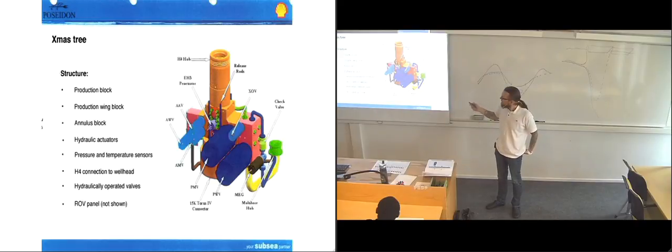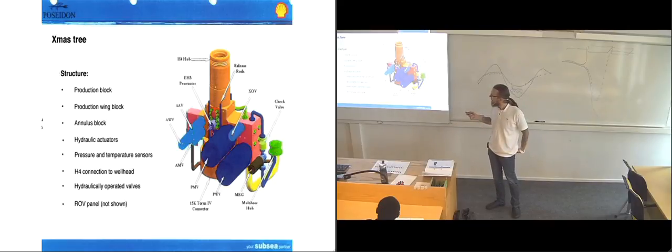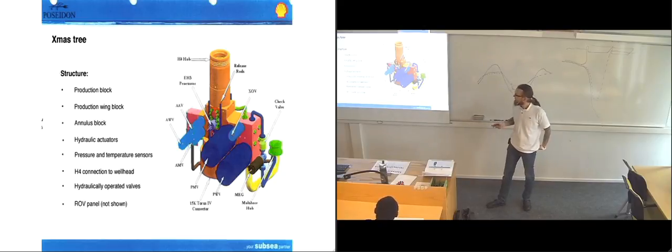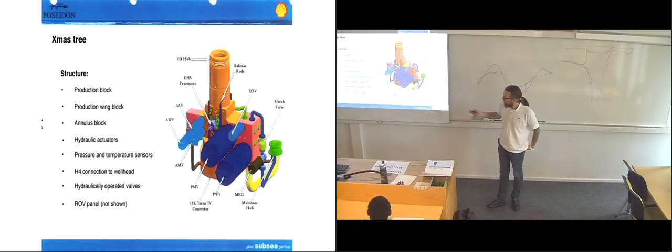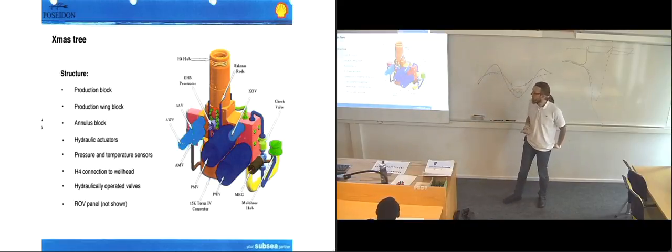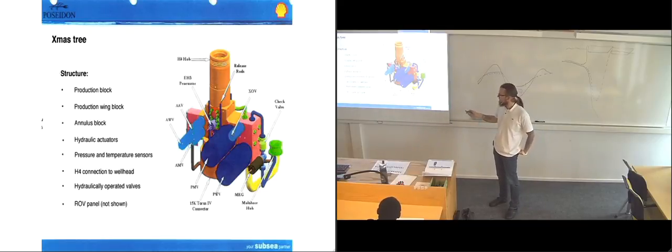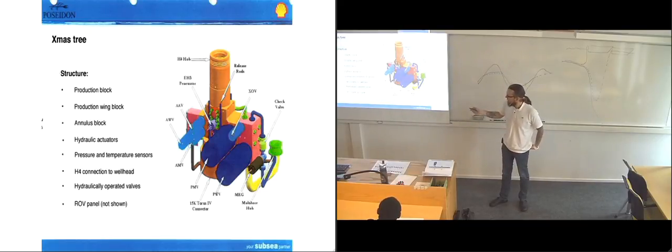Some release rods. I'm guessing those are ROV operated, but I'm not quite sure if they are. We have different lines coming into it with connectors, valves. So we have production master valve, production wing valve, annulus master valve, annulus wing valve. These are the huge valves that are in here. They are hydraulically operated, of course, so that's why they need these large areas, because this is where the hydraulics part is. The valve itself is inside the Christmas tree.